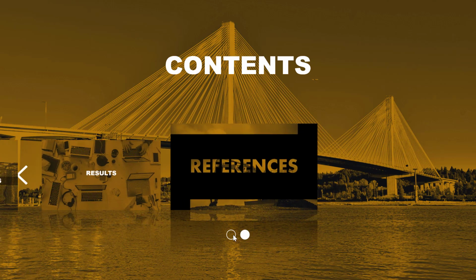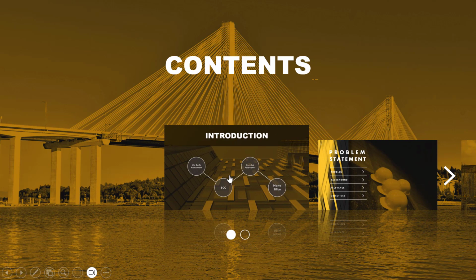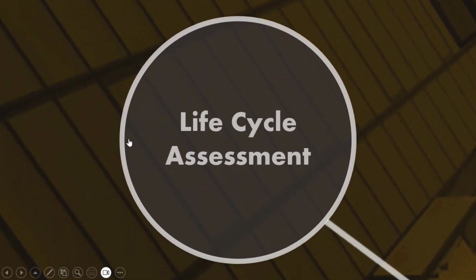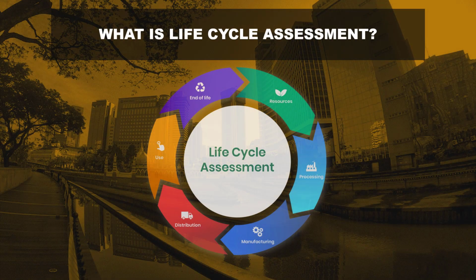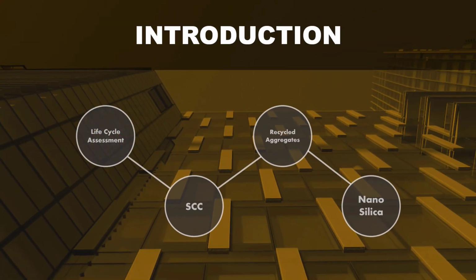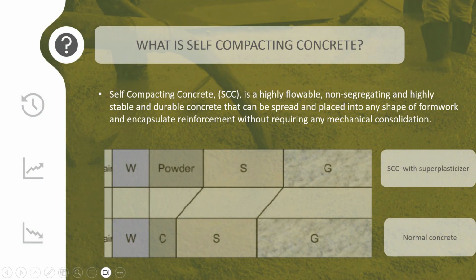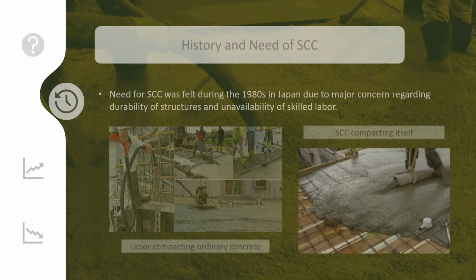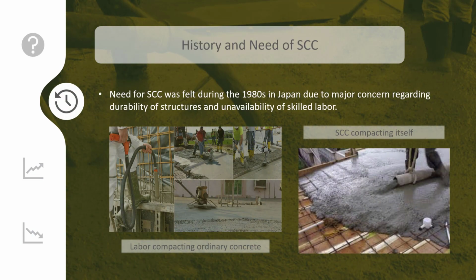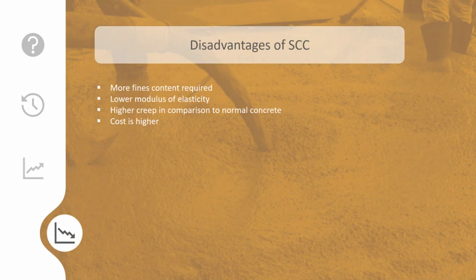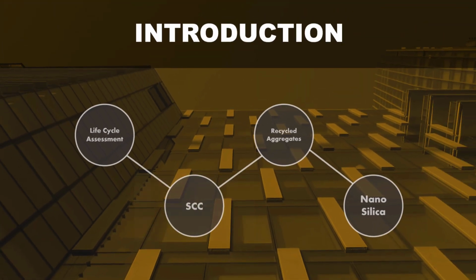Starting off with the introduction, we can divide our topic into 4 parts. Life cycle assessment is basically assessing the project's impact throughout its life cycle. Self-compacting concrete, as its name suggests, does not require compaction since it is highly workable. It was formed in 1980s in Japan due to shortage of labor, and presents a number of benefits as shown. However, it has some cons as well, the major one being its cost.